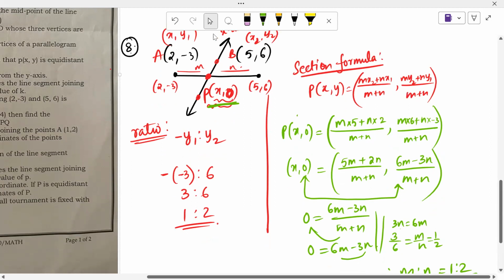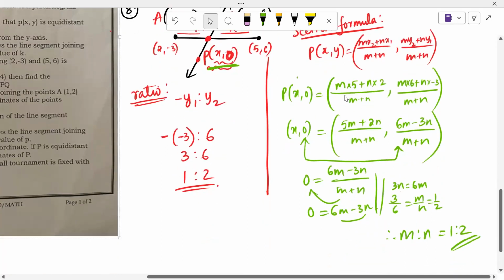And you know that y2 and y1: y2 is 6, y1 is -3. So substitute here m into 6 plus n into minus 3, and that will be divided by m plus n, as is in the formula. P is x comma y, so x comma 0. Now m into 5 is 5m, n into 2 is 2n, by m plus n. Here also m into 6 is 6m plus n into minus 3. Plus into minus, minus 3n is written as 3n.